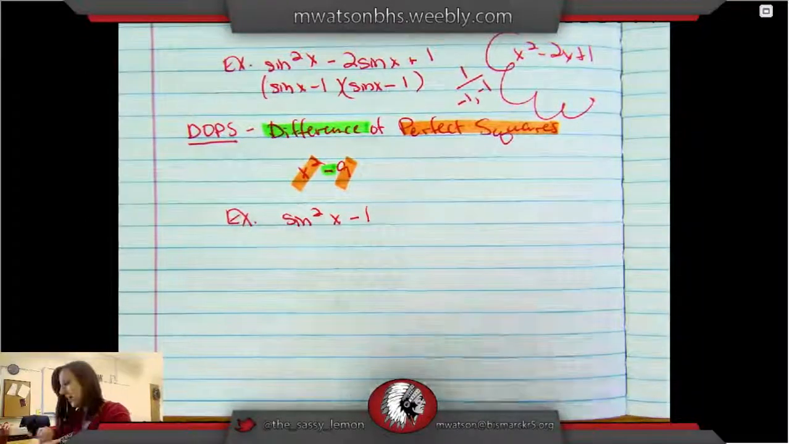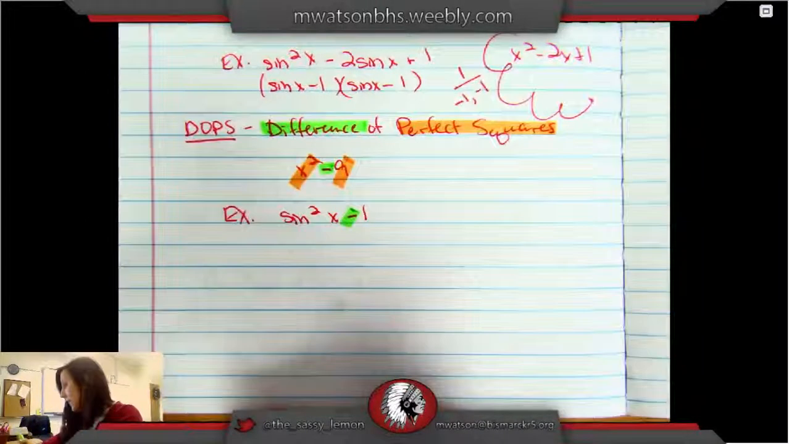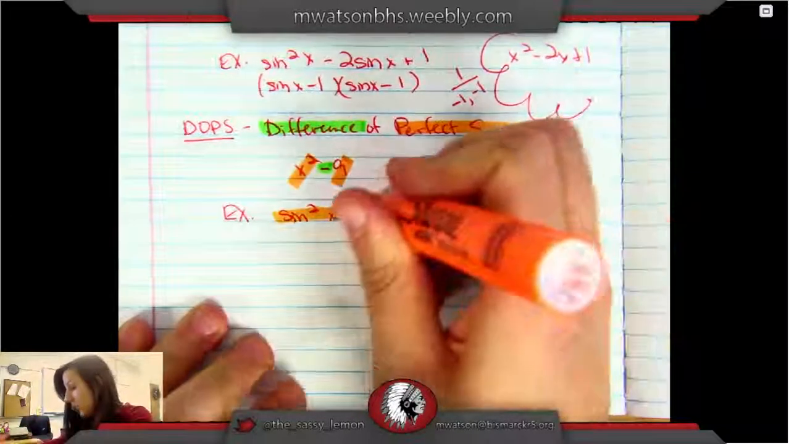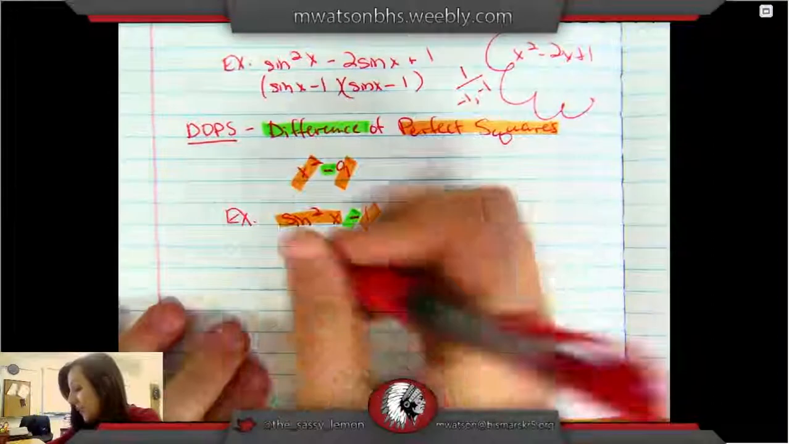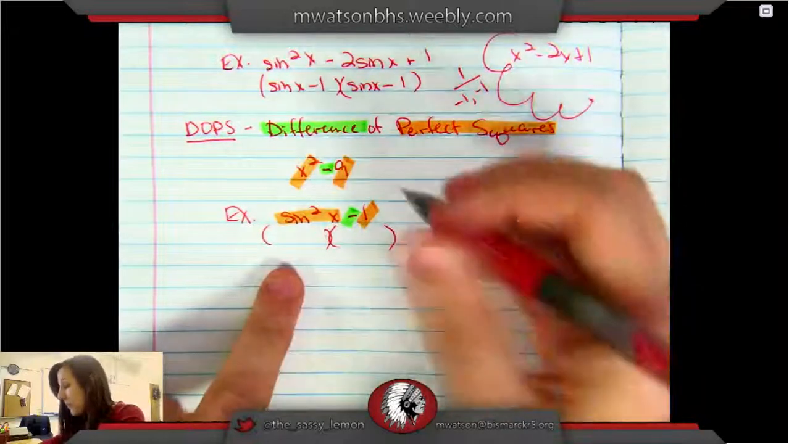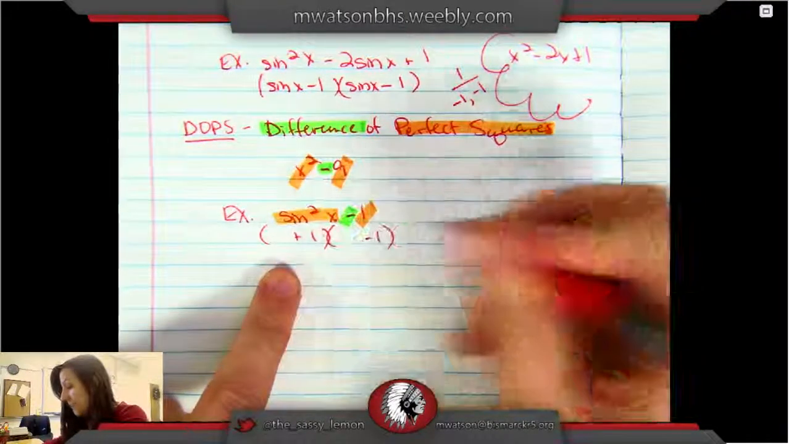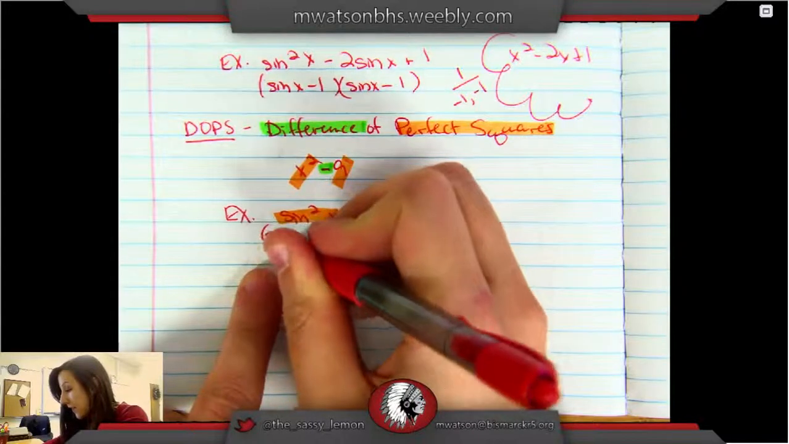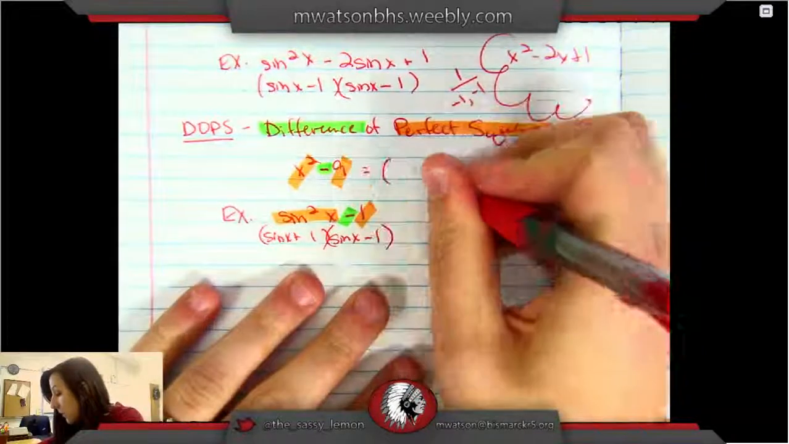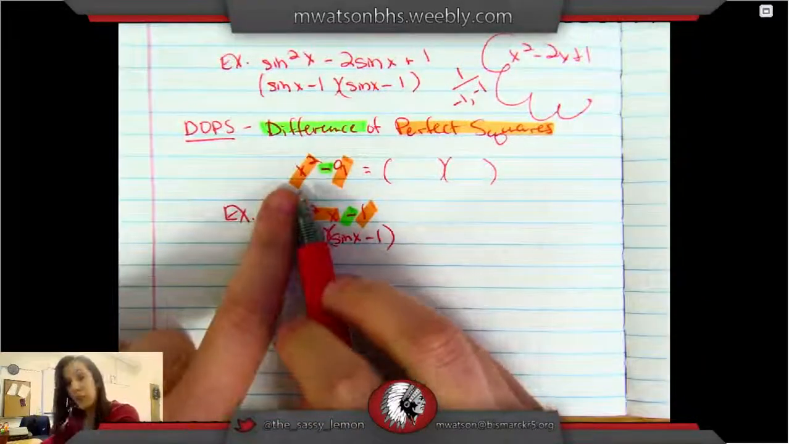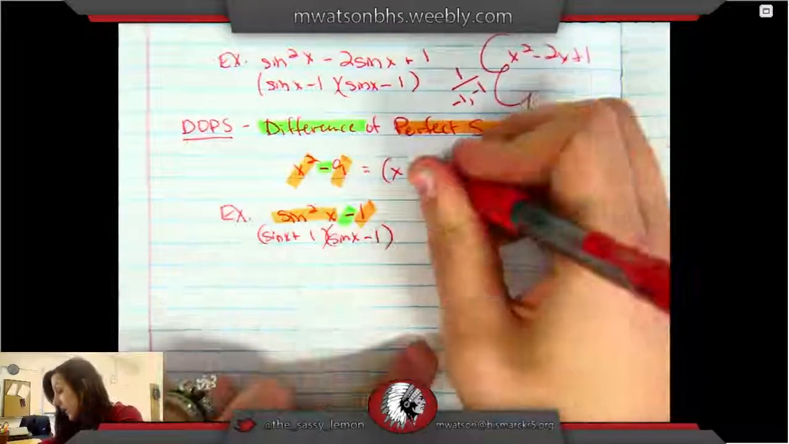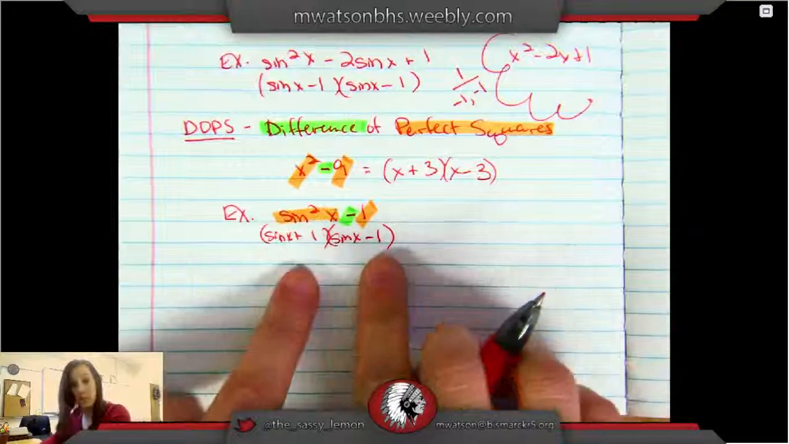So notice there's a difference in the middle, and these are both perfect squares. Sine squared x and 1 are perfect squares, so we can rewrite that as sine x plus 1 times sine x minus 1. And that's how we would have factored this above. You just take the square root of your first term, they go here, 1 plus, 1 minus, take the square root of 9, that's 3 and 3. So we do the same process here.